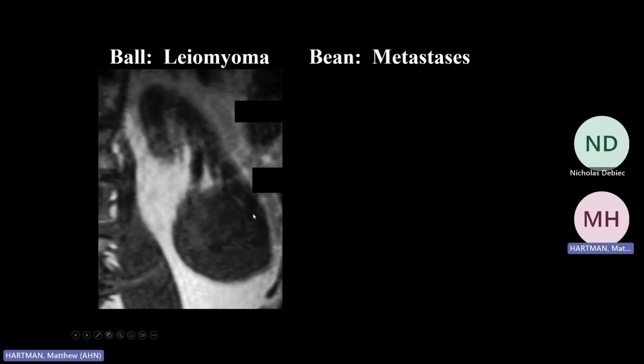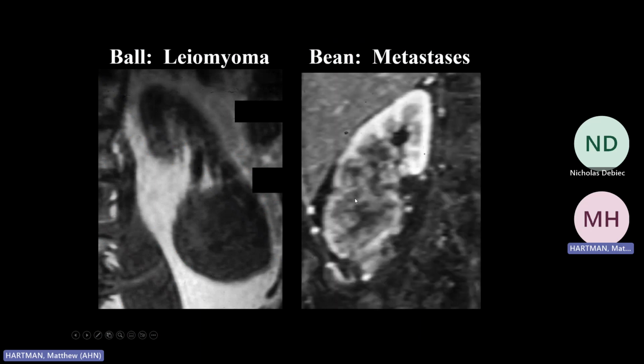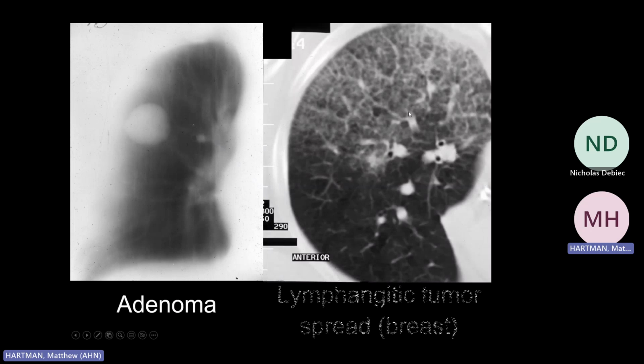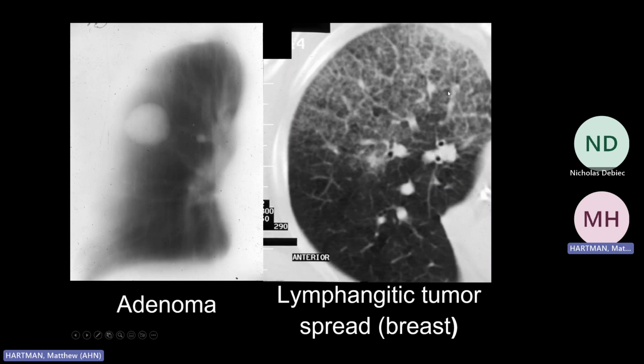Here's an MRI, ball type mass. This is a leiomyoma. The actual diagnosis doesn't really matter here. Infiltrative metastasis here. We can use this for other organ systems. Here's the lung. It looks like a ball in there, whereas this is an infiltrative pattern. Here we had the adenoma. This was lymphangitic tumor spread of breast cancer, again, metastasis.